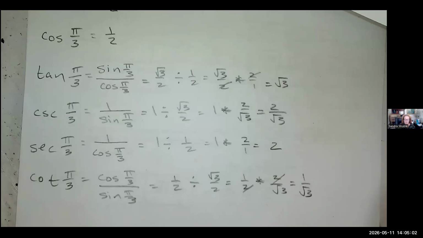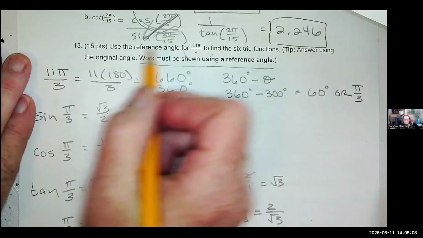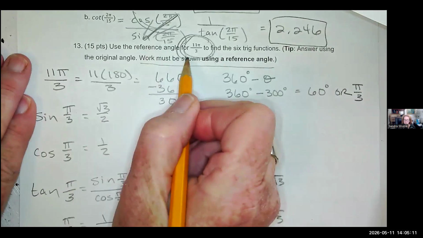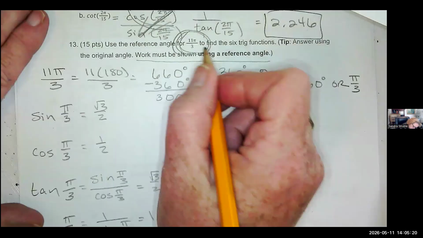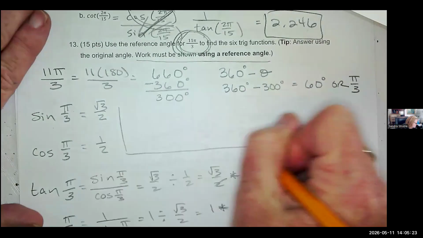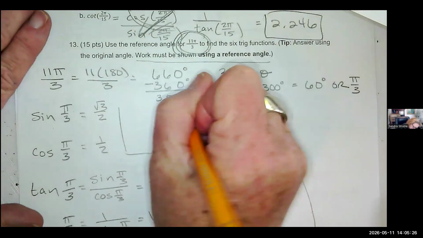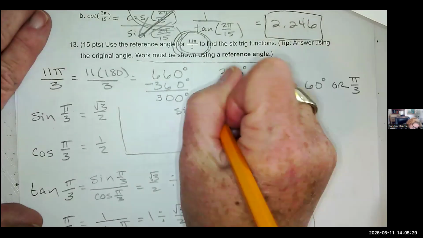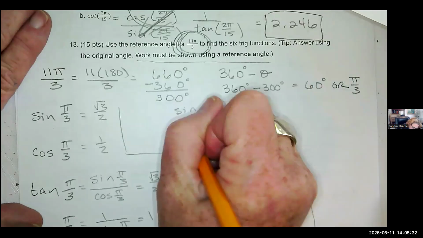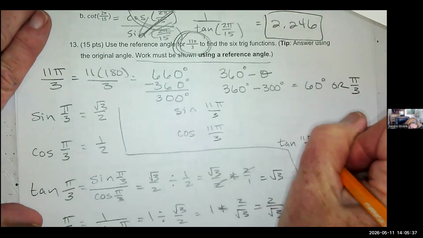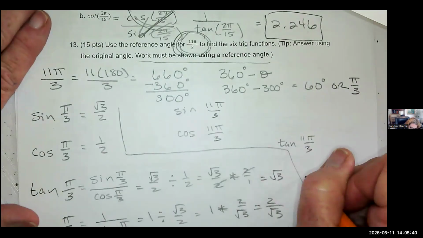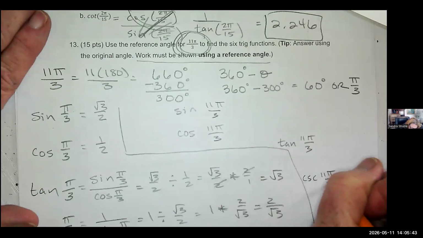Now, we go back, we rewrite these with the angle you are given and put the signs correctly based on which quadrant this is in. Gnats are making me crazy. So sine of 11 pi over 3. Cosine. Tangent. Cosecant. Secant. Cotangent.